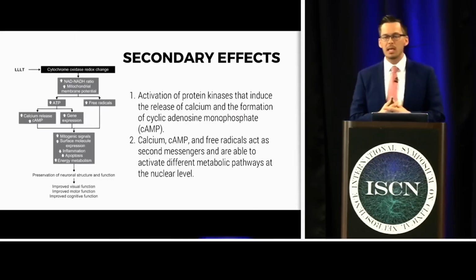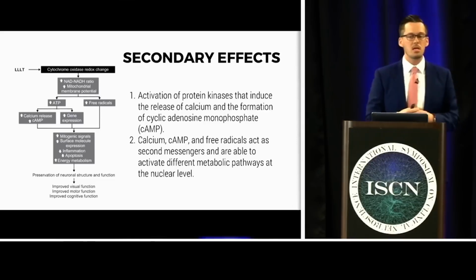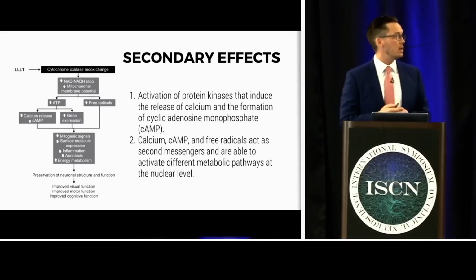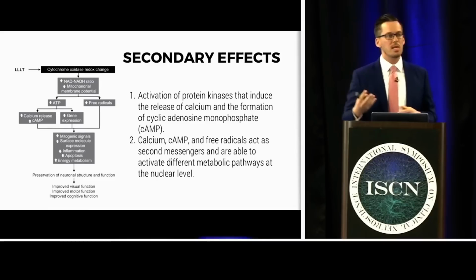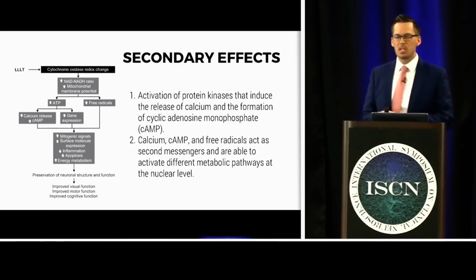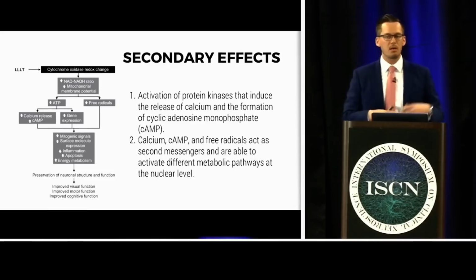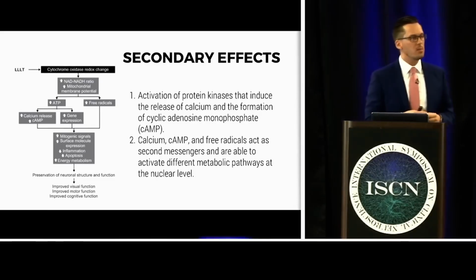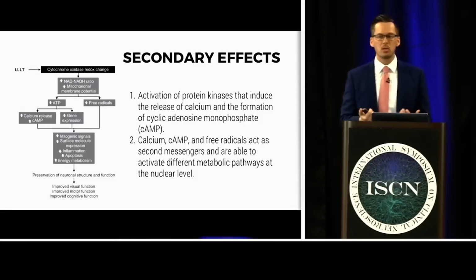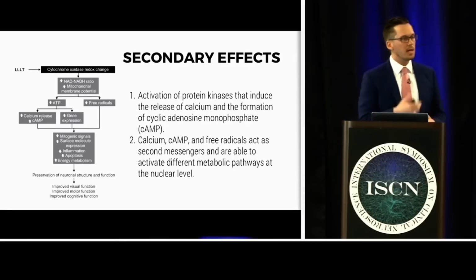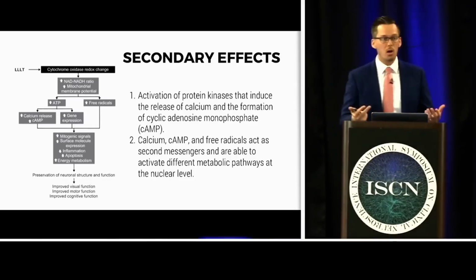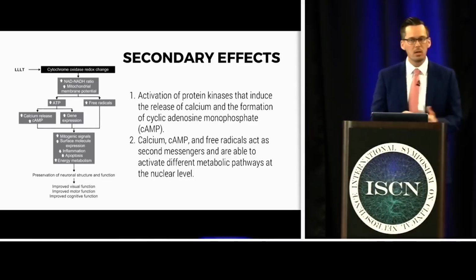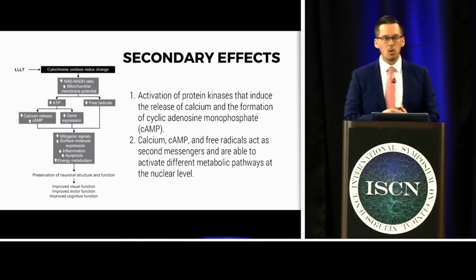We start looking at secondary effects. There's many, many, many. And there's a little bit of a diagram on the side there, and you can kind of go through that. But realistically, what ends up happening is protein kinases become set into place, which create the release of calcium and cyclic AMP, which are signaling molecules. And nitric oxide, as well as the reactive oxygen species that are produced by the electron transport chain, are cellular molecules that signal for cellular processes to occur.